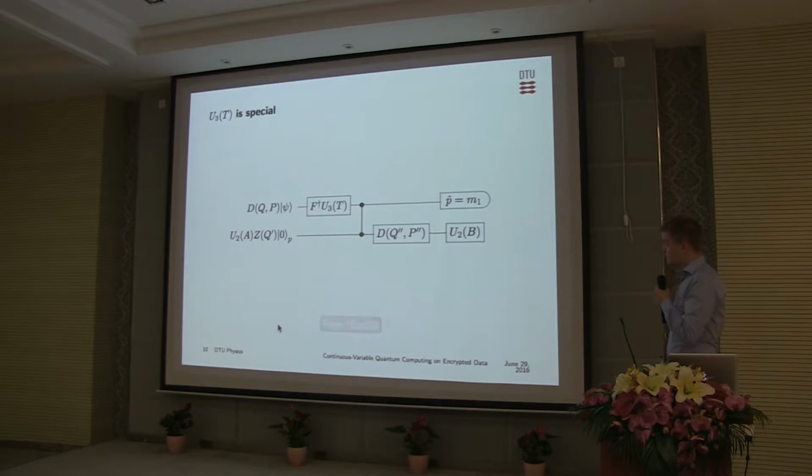Okay. Now U3 is special because it requires, and this is actually what comes back to the multi-round requirement here, that you need to put in two modes, and you need a measurement at the server, and the server needs to communicate the output of this measurement to you as the client. And this obviously needs to be classical information.